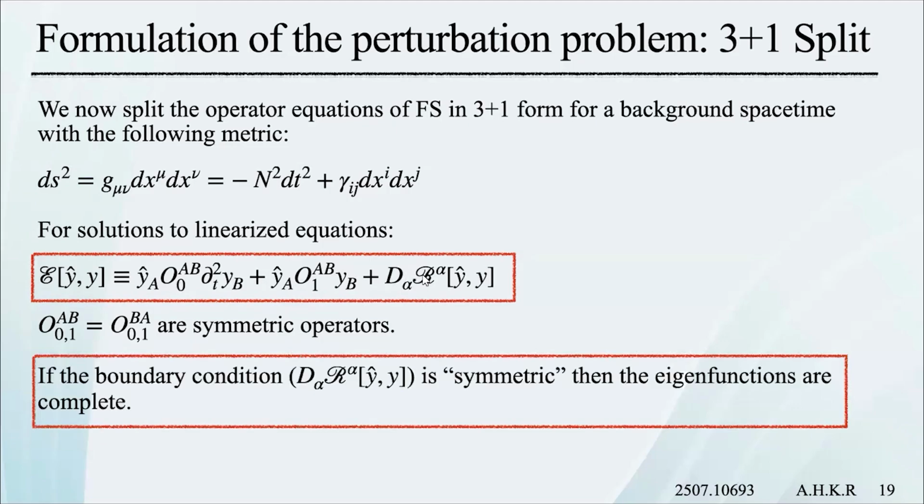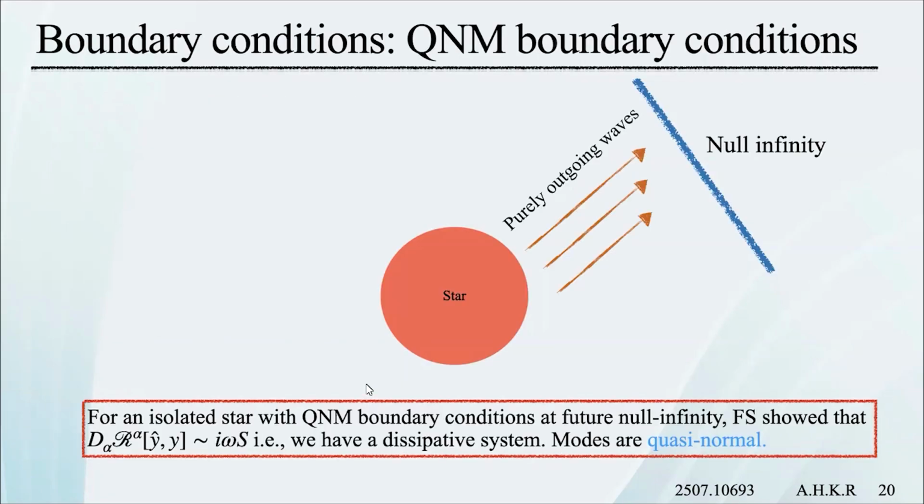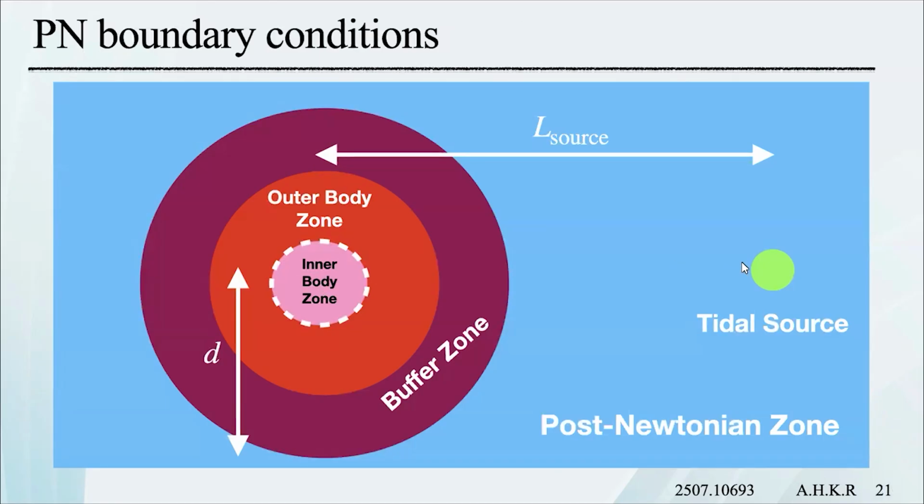So if the boundary term is symmetric, then the mass of object 1, the tidal source, is separated by some distance L source. And then close to the object, the solutions can be separated into 3 zones. The first zone, called the inner body zone, contains all the fluid dynamical nature of the star. This zone is, of course, strongly gravitating. The outer body zone is vacuum dynamics, but it is also strongly gravitating. So you have 2 strongly gravitating regions. And then these zones move into a weakly gravitating region in the buffer zone.